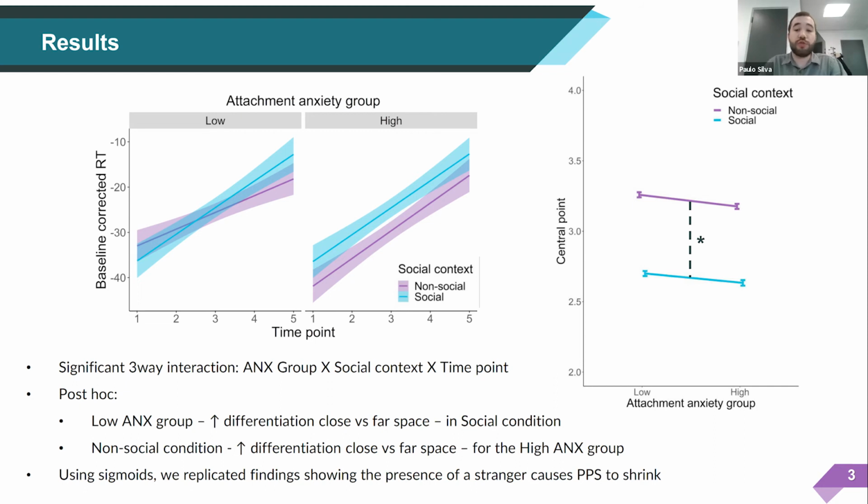Our results showed a significant three-way interaction between attachment anxiety group, social context, and time point of stimulation. Specifically, we saw that for the low attachment anxiety group, there was a greater differentiation between close and far space when facing a stranger when compared to not facing a stranger. Also, we found greater differentiation between close and far space in the non-social condition for the high attachment anxiety group when compared to the low attachment anxiety group. Also, as seen on the graph on the right, we were able to replicate previous findings, reporting a shrink in peripersonal space by the mere presence of a stranger.